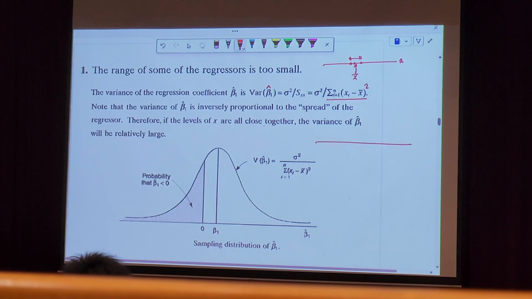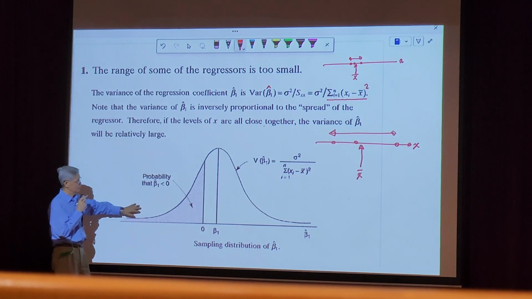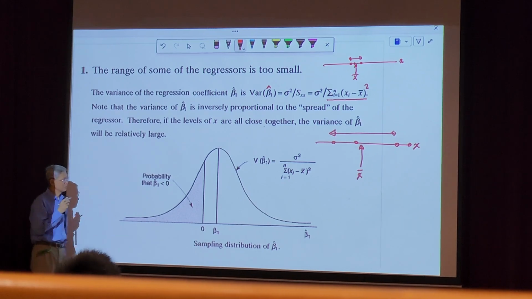Now, what if I collect my x over a wider range? Here's my sample mean somewhere. Here's my range of x now. In this case, the denominator is a measure of the spread of the x values. So for this case, I have a big spread. That means the denominator is large, and so the variance is small. Okay? So now let's look at this graph, which I got from the textbook. It's a beautiful graph. I don't think I want to draw it on my own.